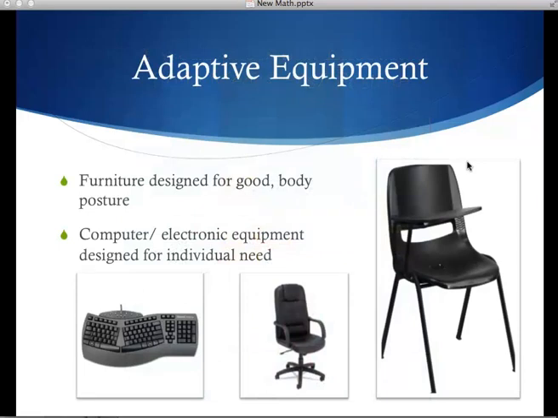Also, ergonomics deals with furniture designed for good body posture. Examples of modified equipment are computer and electronic equipment designed for individual needs, just like this keyboard that is angled. And these chairs, the height of this chair is adjustable.